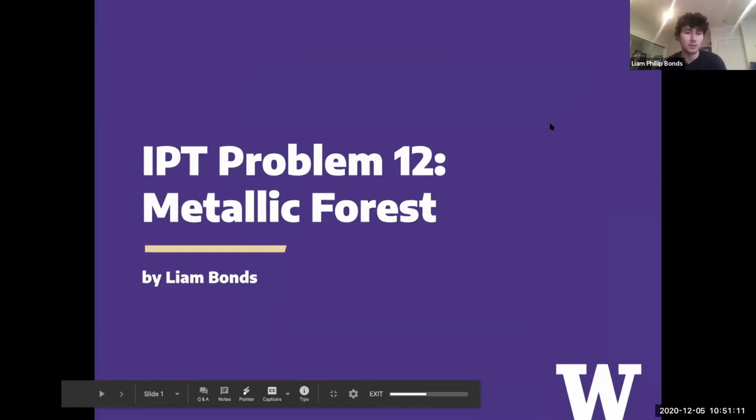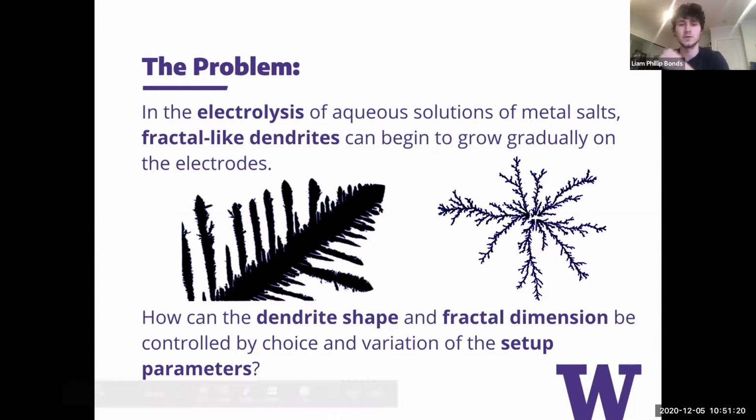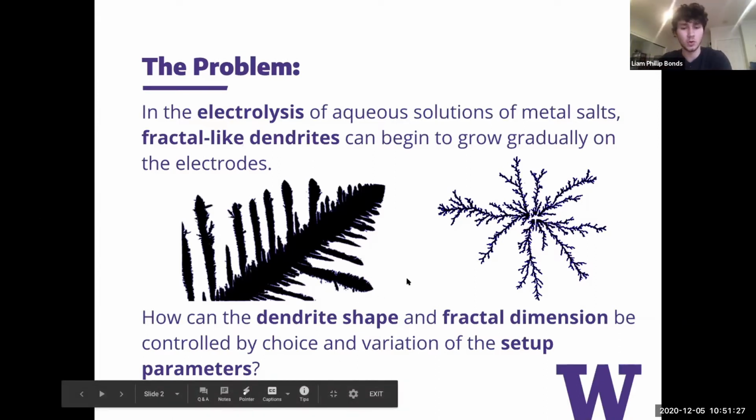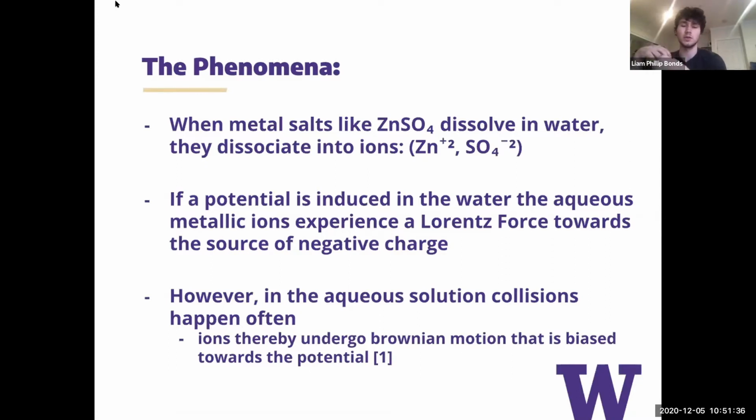So I'm doing problem number 12, the metallic forest. And so the problem statement is, in the electrolysis of aqueous solutions of metal salts, fractal-like dendrites can begin to grow gradually on electrodes. How can the dendrite shape and fractal dimension be controlled by choice and variation of the setup parameters? And so the actual physical phenomena generally is you have a metal salt, in our case zinc sulfate, and you dissolve it in water, and that disassociates into ions, which in our case would be zinc and sulfate.